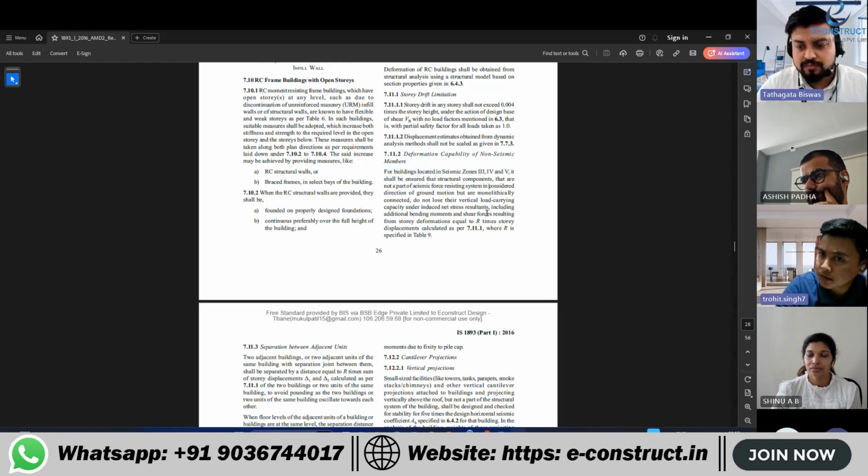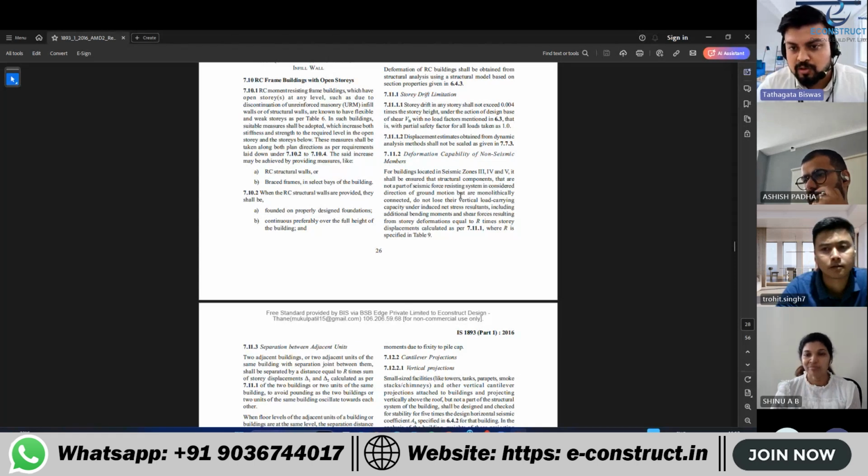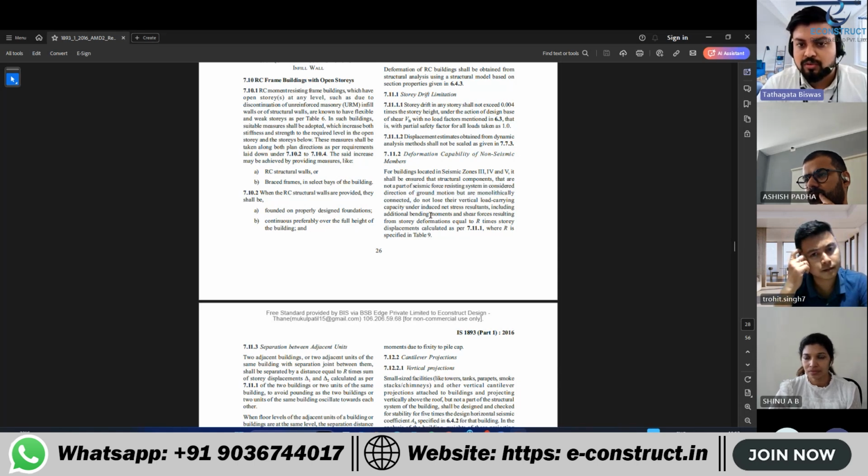Like stub columns, like normal columns also, sometimes we do not give them the lateral forces, right? If it is a structural wall system, all the structural walls need to take the lateral forces. So that's what it is saying, that monolithically connected, so certain amount of things would be there.